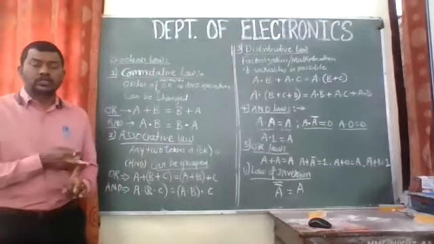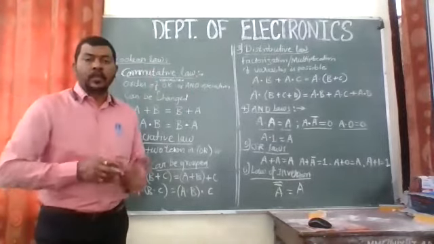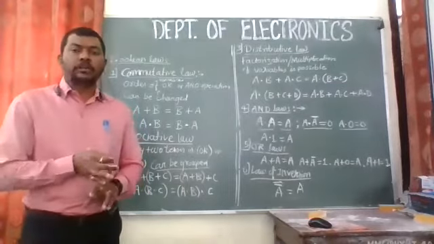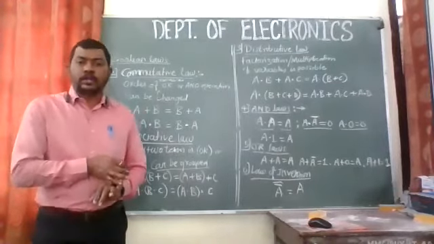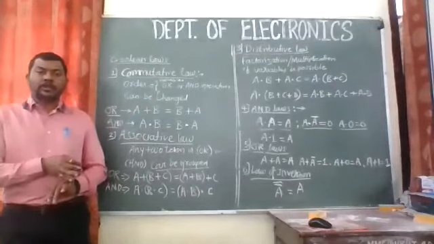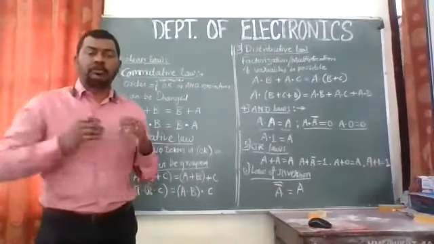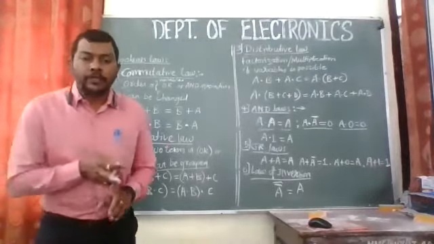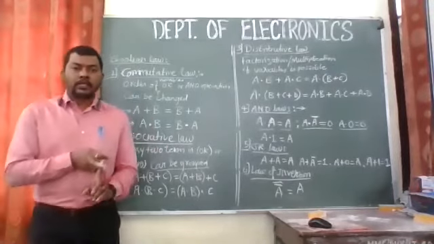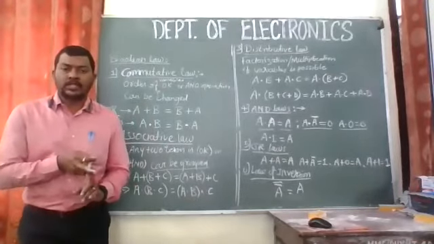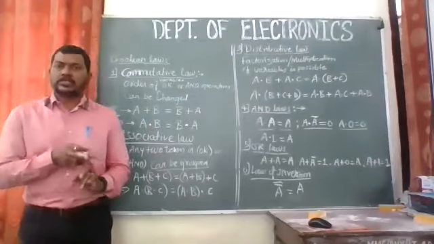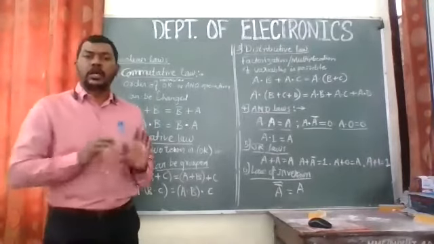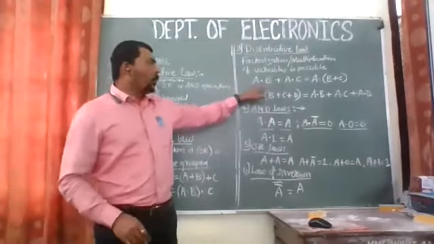The third law is distributive law. The distributive law states that the factorization and multiplication of variables is possible. I'm repeating it for you again. Factorization and multiplication of variables is possible, right?